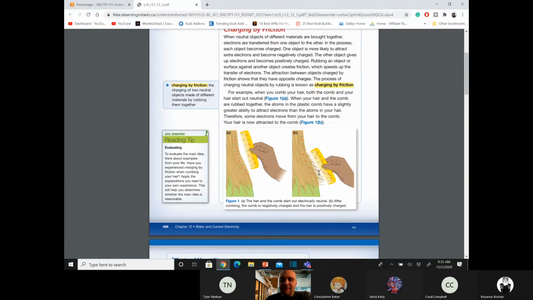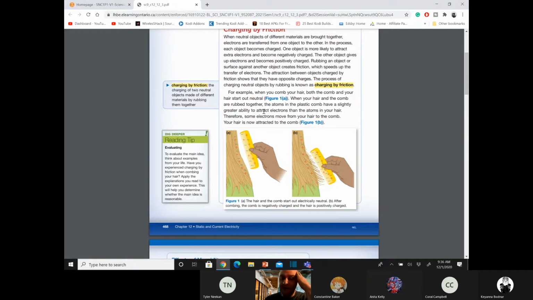What I've got for you a little bit later in the lesson is a table that shows you which object the electrons would go to. Because in theory, if you didn't know any better, it could go the other way. You comb your hair and electrons go into the hair and the hair becomes negative and the comb becomes positive. That's not what happens. So we'll clarify that a little bit later.